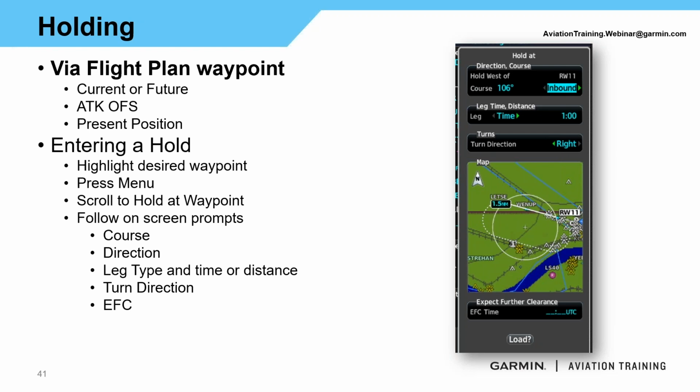So hold west of, and that just happened to be the fix that I was on when I pressed that button. So runway 11. Course, we can change that. It's in cyan. I can change it inbound, outbound. I've got my leg type and distance or time, right or left. And then I've got my sanity check here with the preview window and then the hold verification up at the top. EFC down at the bottom. EFC is not required on the GTN or the G1000 or the G3000, but it's in there for alerting purposes. So we can load that.